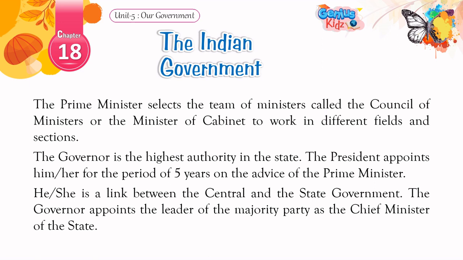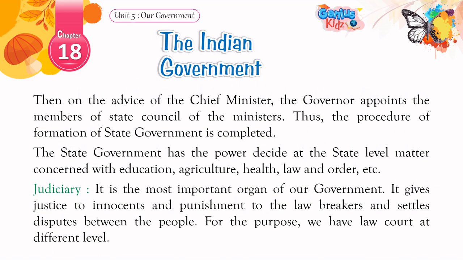The governor is the highest authority in the state. The president appoints him/her for the period of 5 years on the advice of the Prime Minister. He/she is a link between the central and the state government. The governor appoints the leader of the majority party as the chief minister of the state. Then, on the advice of the chief minister, the governor appoints the members of the State Council of Ministers. Thus, the procedure of formation of state government is completed.